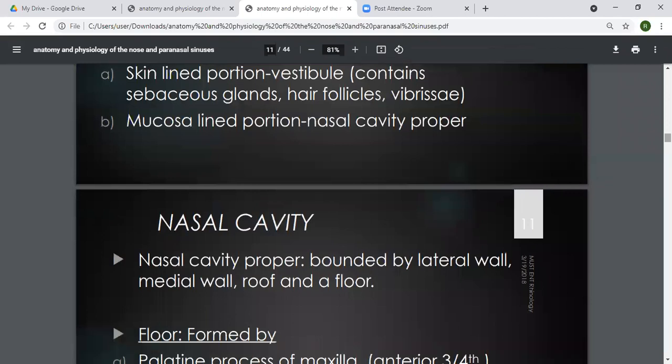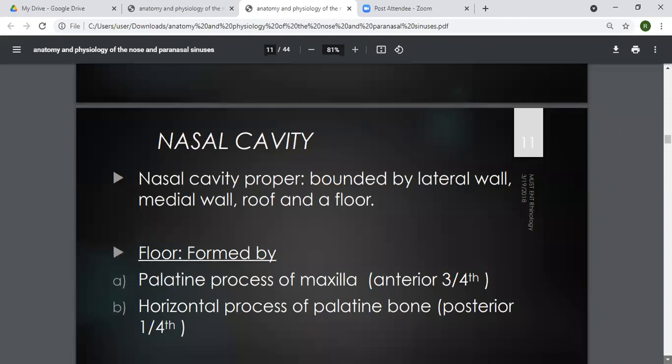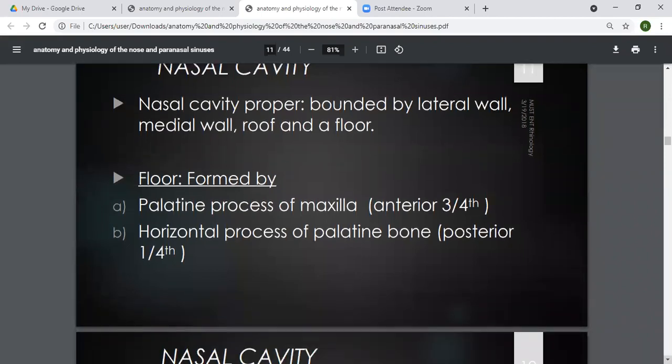Okay. So for the nasal cavity, as we've said, there's a lateral wall, medial wall, roof, and the floor, whereby the floor is formed by the palatine process of the maxilla, which is the anterior 3/4, and the horizontal process of the palatine bone, which makes the posterior 1/4 of the floor of the nose.